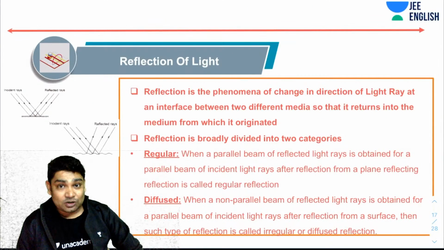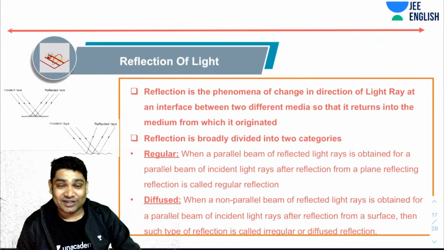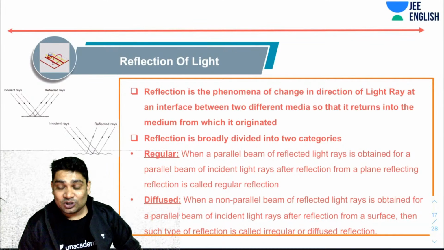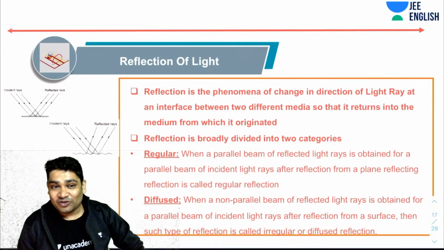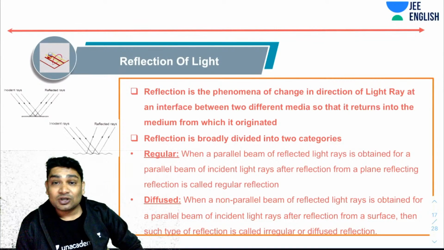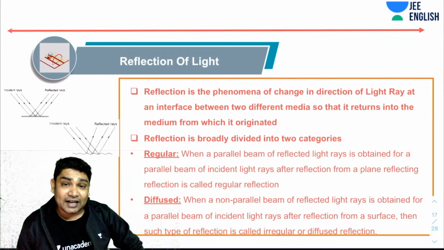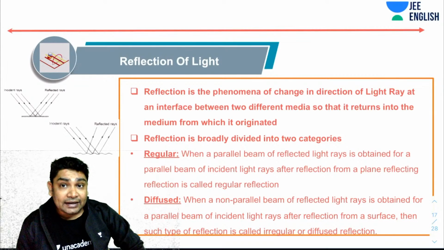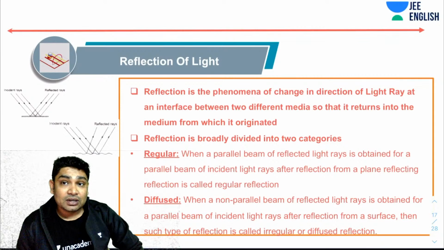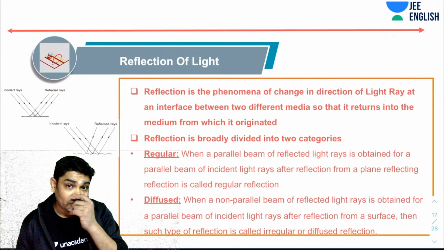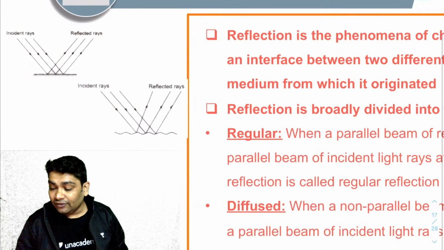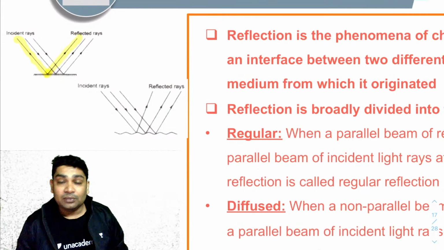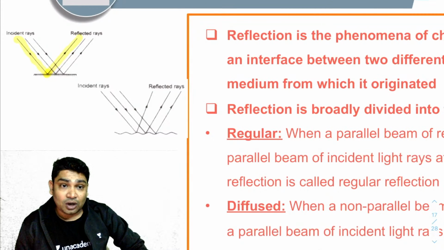Now let's talk about reflection of light. So what is reflection of light? Now that we have familiarized ourselves with the basic terms, we will talk about this phenomenon. Reflection is the phenomenon of change in direction of a light ray at an interface between two mediums so that it returns to the medium from which it originated. Here is an example. Light is traveling from one medium and at the interface, it bounces back to the original medium. This kind of phenomenon is called reflection.